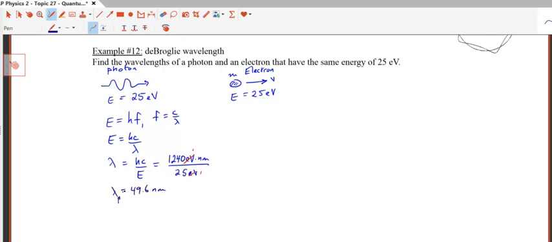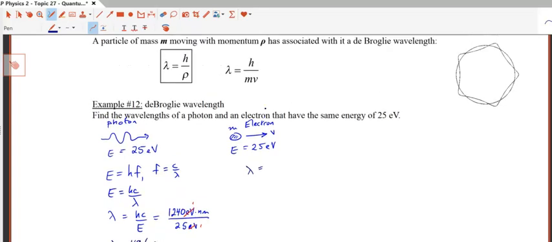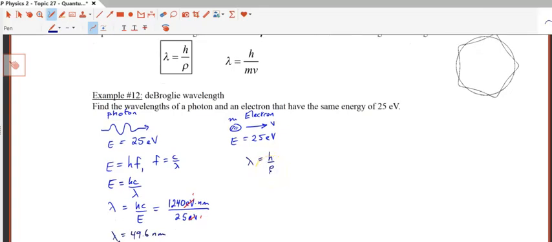This one's a little bit trickier because if you want to find the wavelength of an electron, you have to use the equation that we've been using, wavelength equals h over p, h over momentum. And because the electron has mass, we can replace momentum with m times v. Now the issue is that we're given kinetic energy. We've given you the energy, which is in electron volts here, and we need to calculate the wavelength.